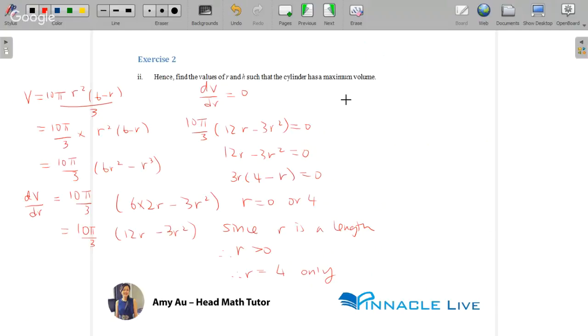So go and do the second derivative, or you do a first derivative table as well. That's fine. Okay, so I'm just going to differentiate that, leaving the 10 pi on 3 in front and differentiating what's in the bracket. Simplify. All right, so what we're doing, we are showing 4 gives us a maximum. So sub in 4.